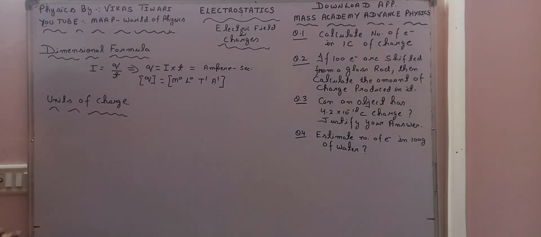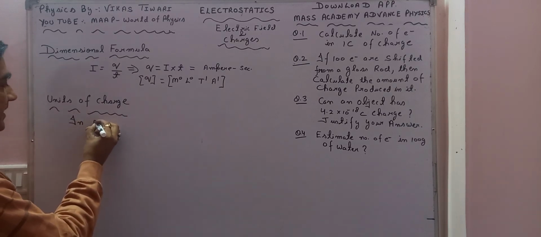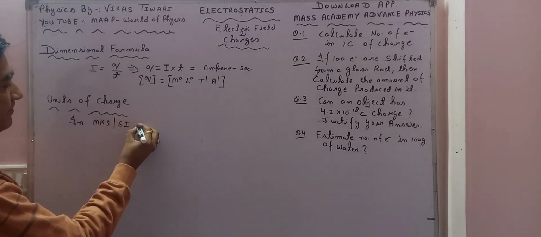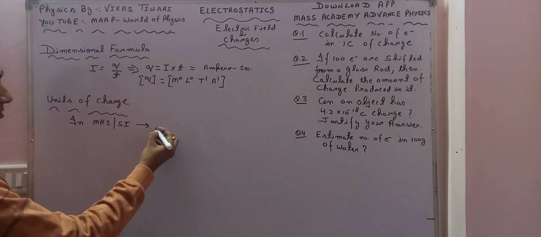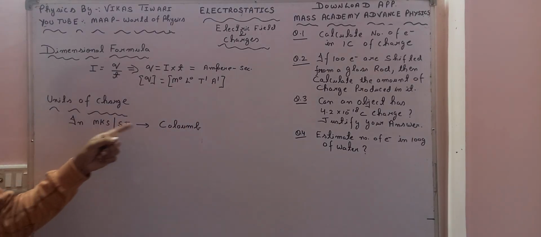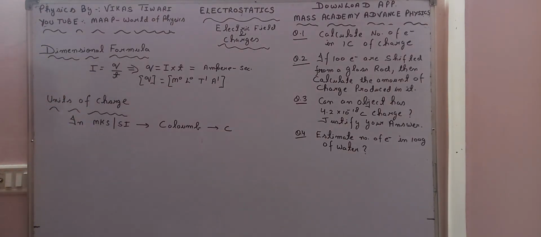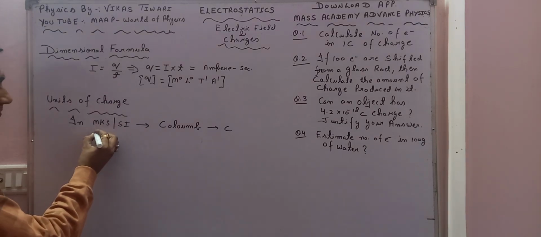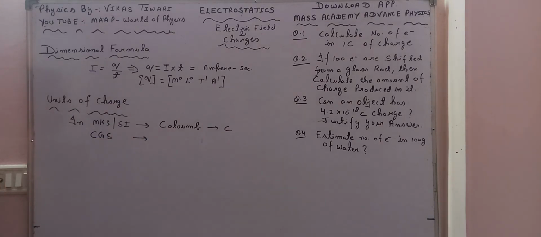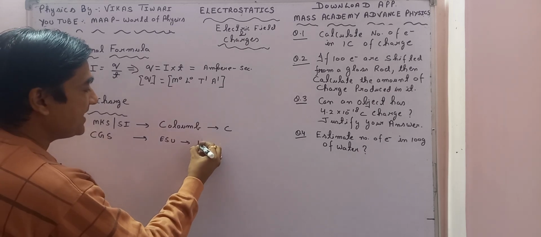After that, what are the units of charge? The basic unit in the MKS or SI system is given as coulomb, and it can be represented as C. If I am saying what is the unit of charge in the CGS system, in the CGS system the unit of charge is considered as ESU, which can be termed as electrostatic unit.